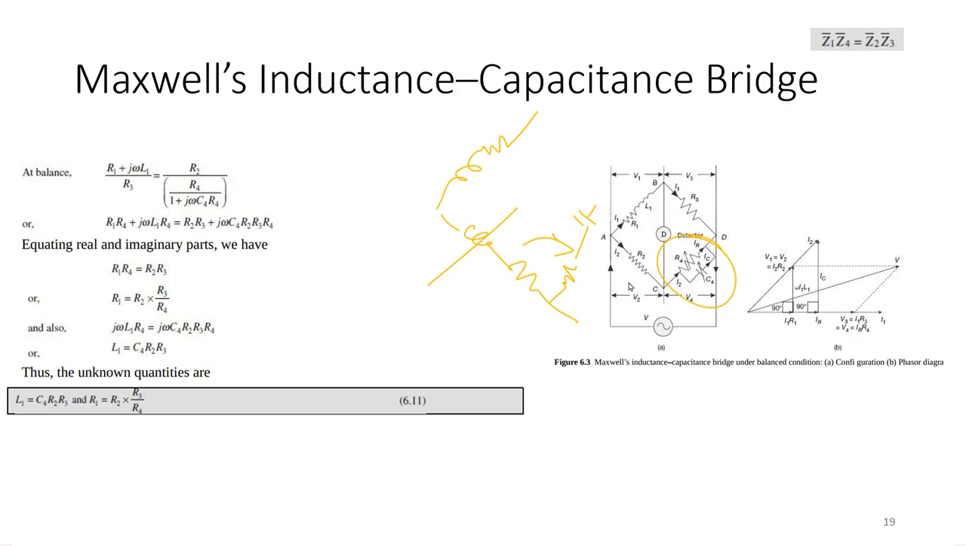Now if we calculate these values, R1, R2 would be the same, but the second equation would have a capacitance in it. This capacitance is giving us L1. So this is the difference between the Maxwell inductance capacitance bridge and the Maxwell bridge. In the capacitance bridge, we use an opposite side capacitor with the inductor.